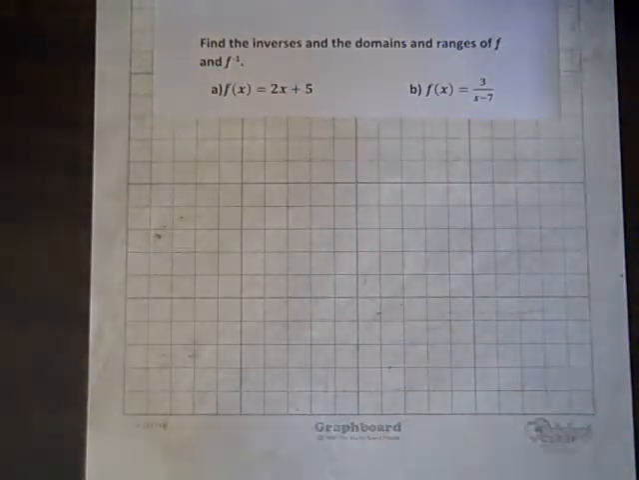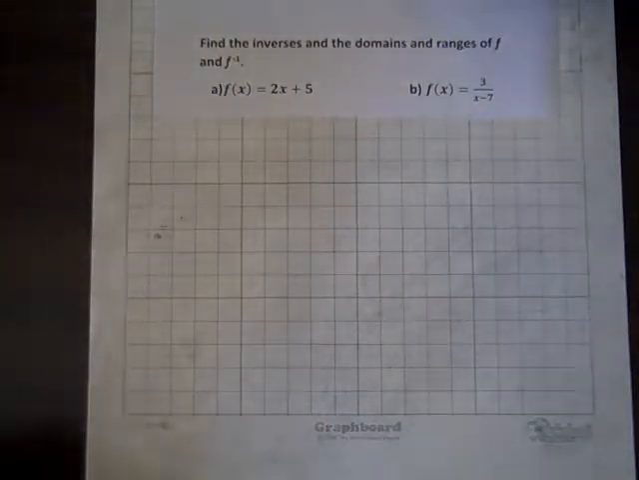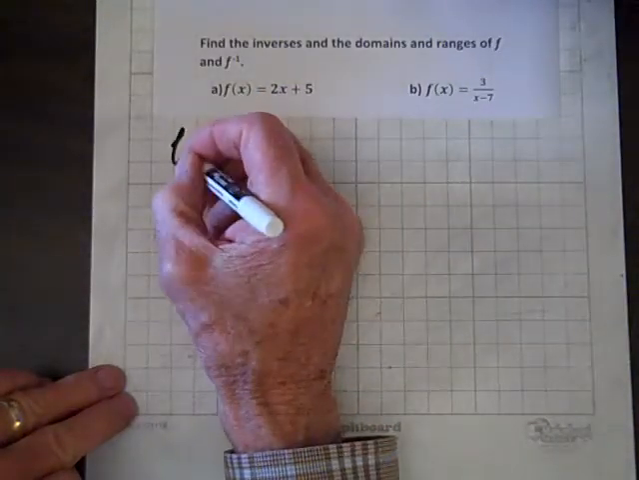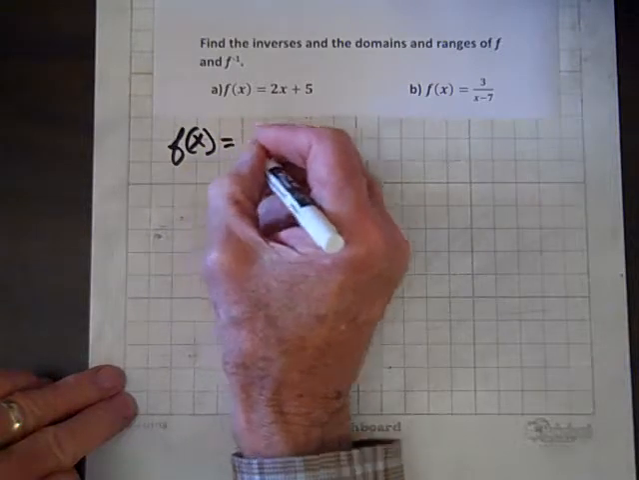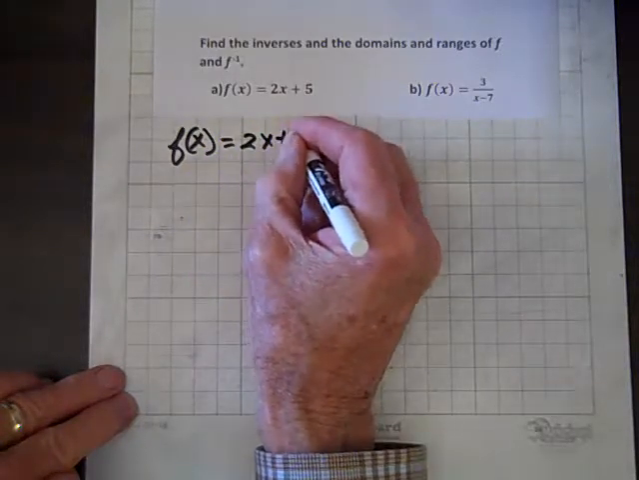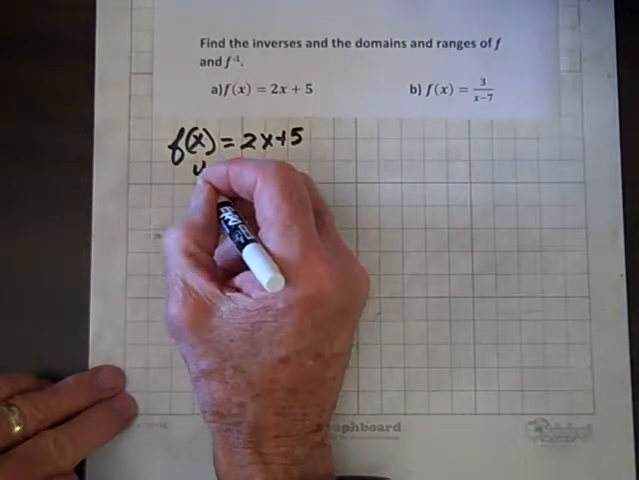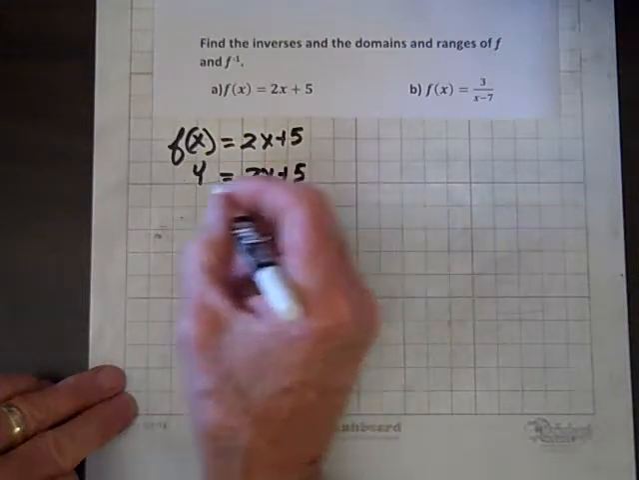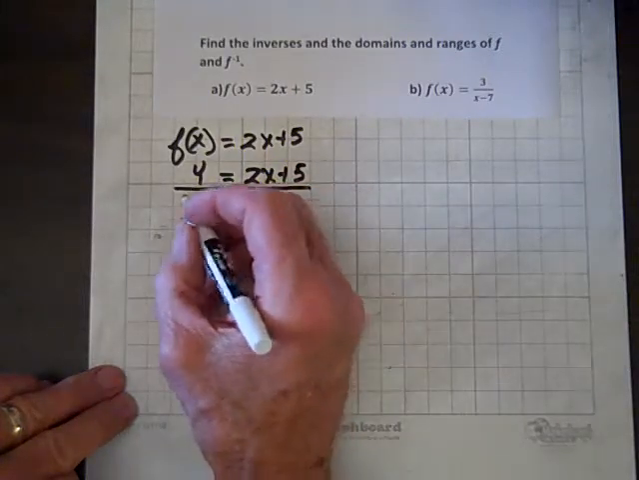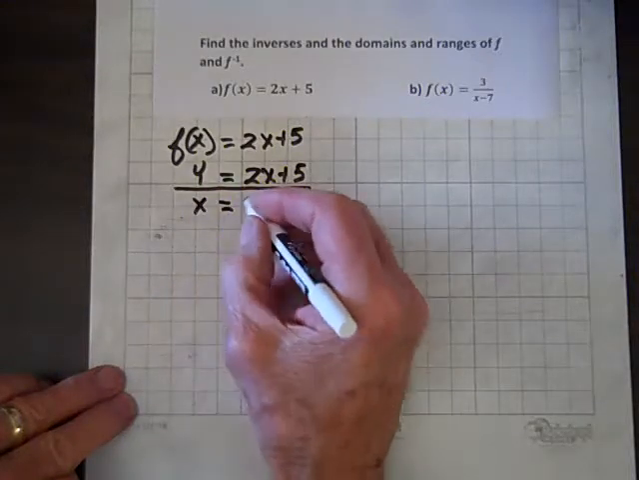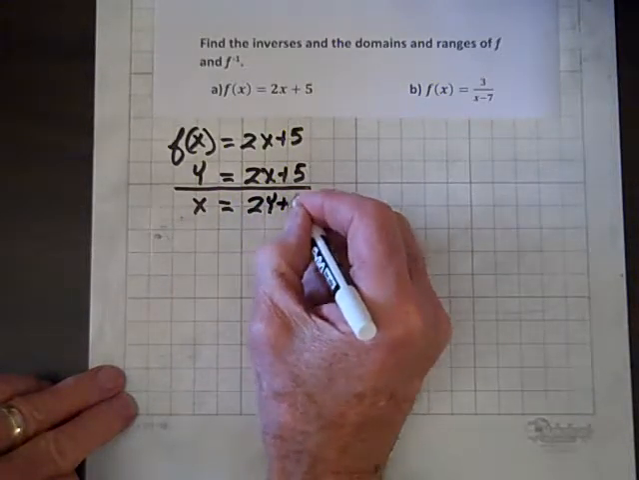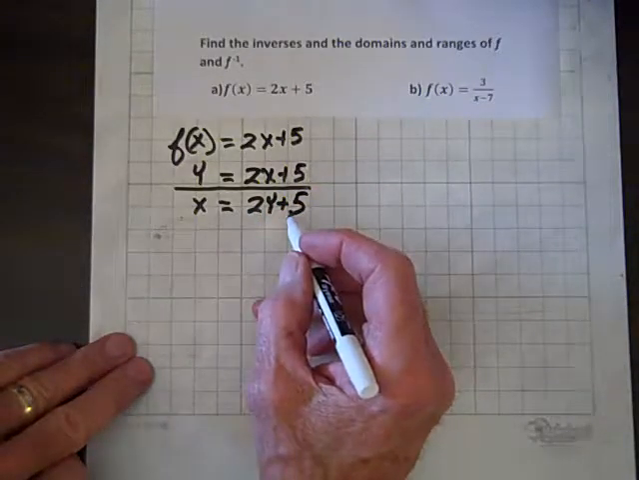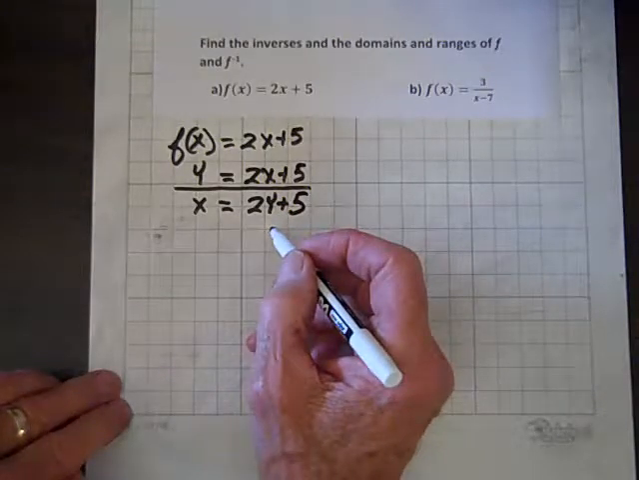Well, here we're going to actually find the inverse functions and their domains and ranges. So let's start off with the first one. f of x equals 2x plus 5. First step, we'll replace f of x with y, and we get y equals 2x plus 5. Now the next step, we'll exchange x and y, so x equals 2y plus 5. Now what remains to happen is we isolate y. When we isolate y, we'll have the inverse function.